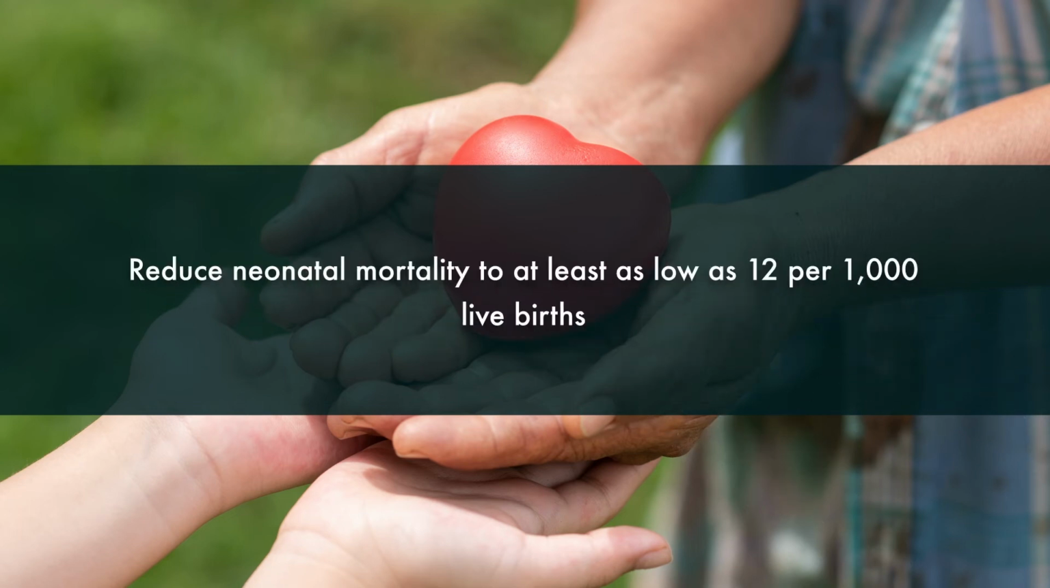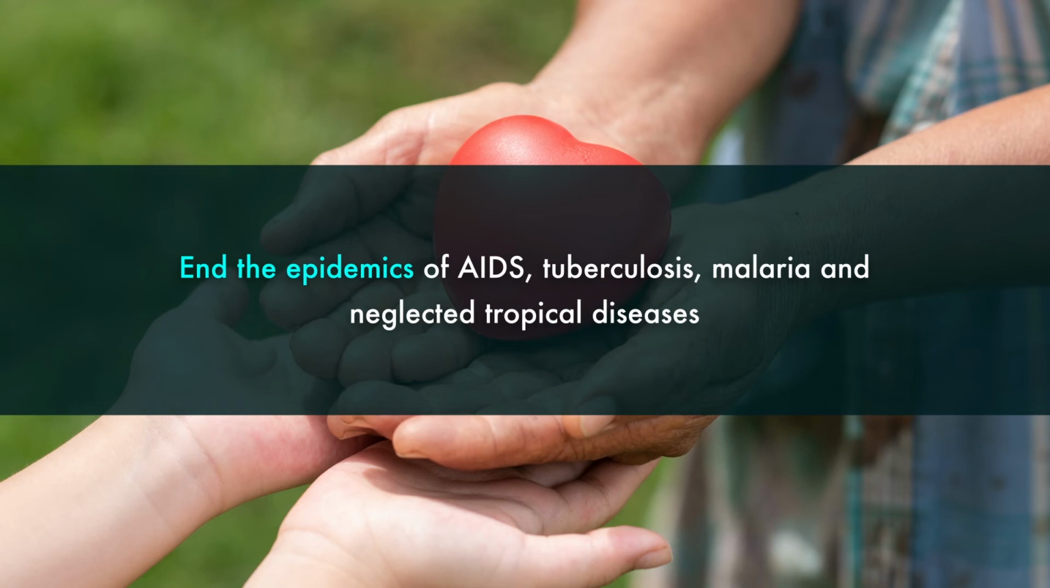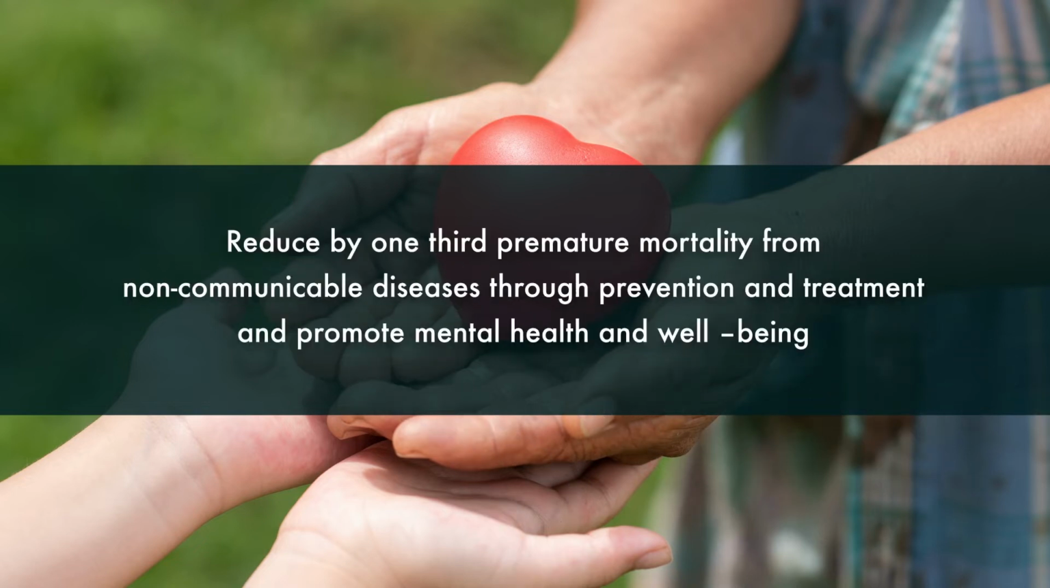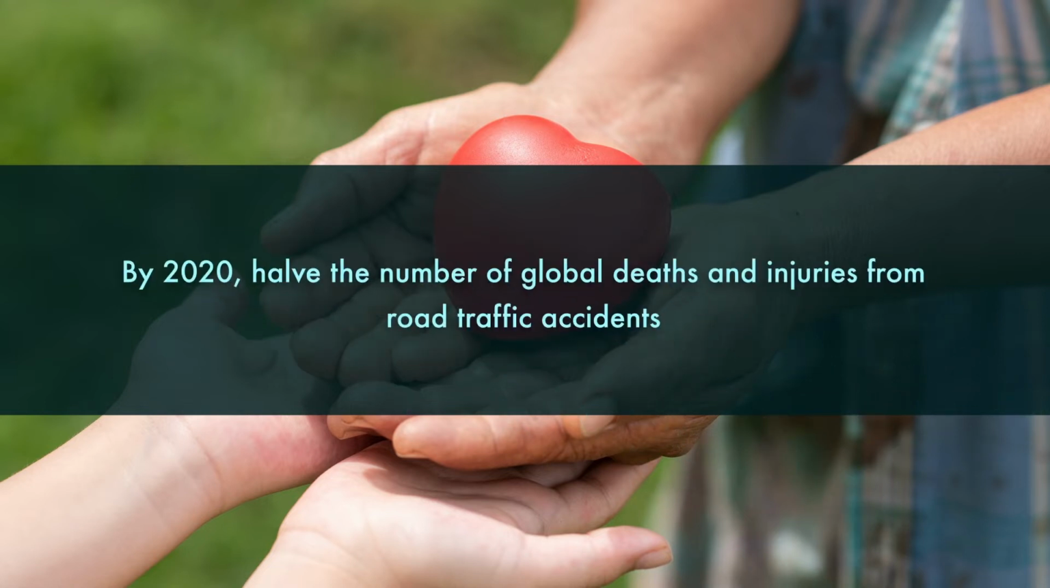Reduce neonatal mortality to at least as low as 12 per 1,000 live births. End the epidemic of AIDS, tuberculosis, malaria, and neglected tropical diseases. By 2030, reduce by one third premature mortality from non-communicable diseases through prevention, treatment, and promotion of mental health and well-being. By 2020, halve, meaning by the end of this year, the number of global deaths and injuries from road traffic accidents.